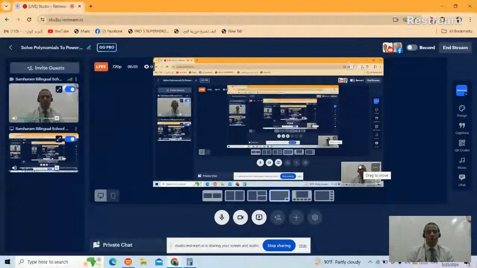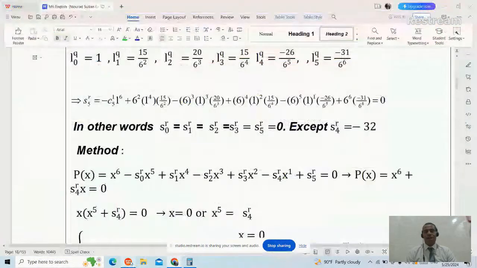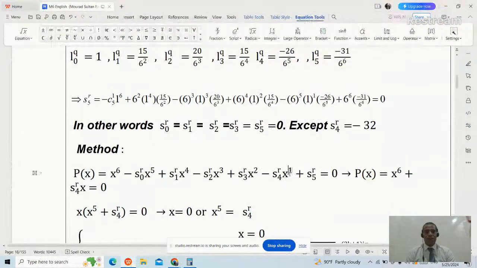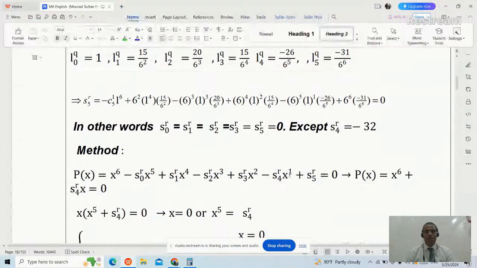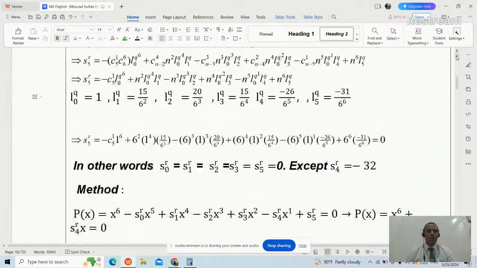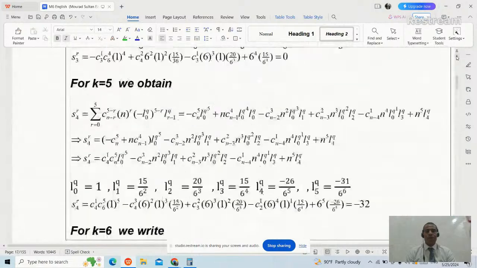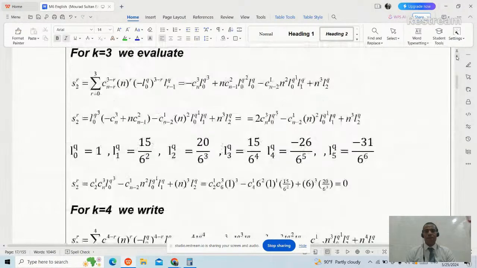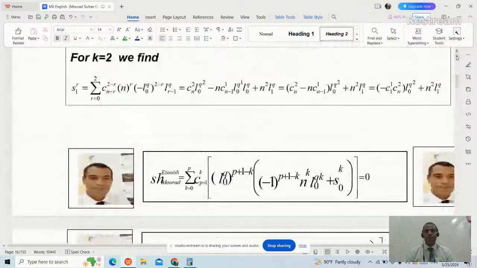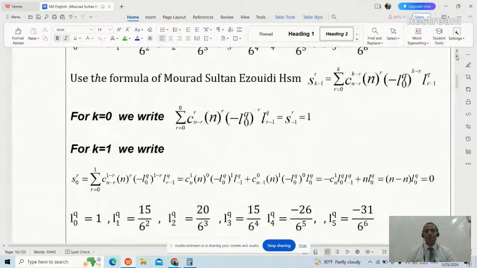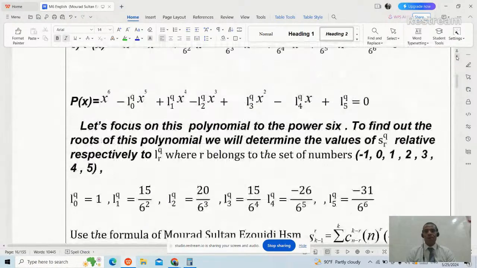So therefore, we start, learners. Just come here, it comes to this polynomial to the power 6. This polynomial is already prepared for you, involving the discriminant formula of Mr. Mourad Sultan Ezouidi. Just come here. We start from this. This is our polynomial to the power 6 that we are going to solve.